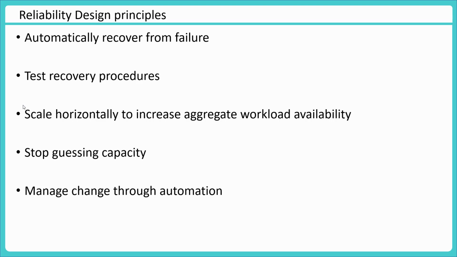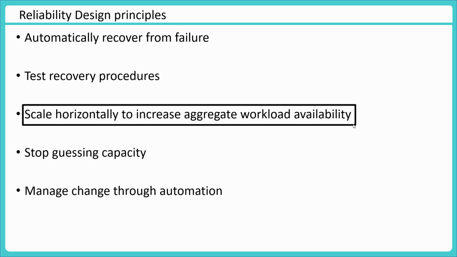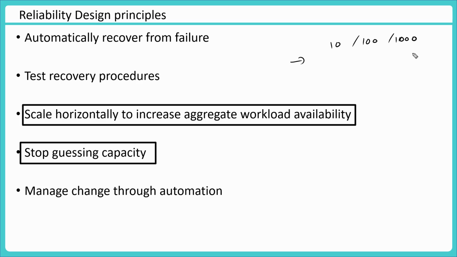We may also scale horizontally to increase aggregated workload availability, so we can add more nodes. We do not need to guess capacity. We ensure that automated systems are in place which would automatically add capacity, so that you do not have to say, okay, I am launching a system, would it need 10 servers, would it need 100 servers, or would it need 1000 servers? If I have to guess capacity, then I can be wrong. Maybe I guessed that I would just need 10 servers, but my application became very popular, a viral application in a way, and then I need to have more servers added automatically. So I don't want to rely on my judgment for ensuring reliability.